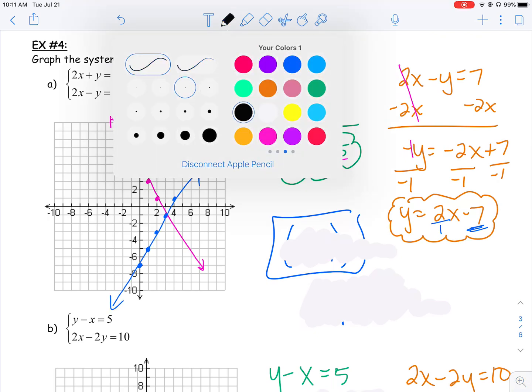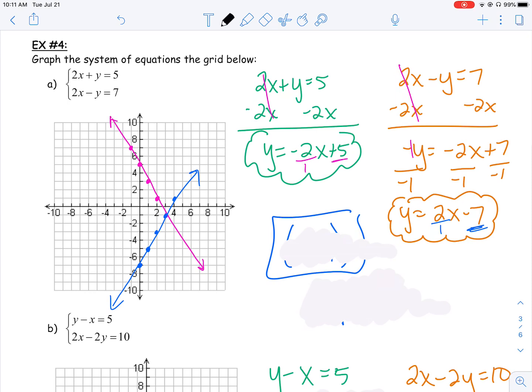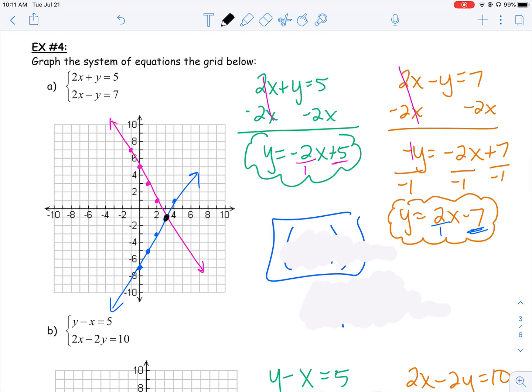What do you notice about both of these lines? Don't they cross at this point right here? And so since they cross at that one point, that is the ordered pair, the point that is true for both equations. So that means that's the solution to the system of equations. Well, what point is that?